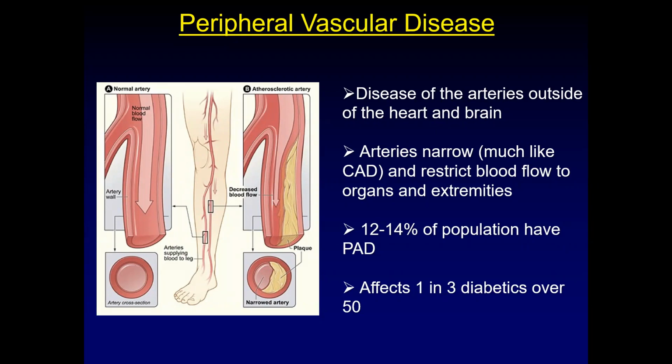So arteries narrow. This occurs in about 12 to 15% of the population. They narrow and you get this pain. We call the pain claudication pain. I don't know why they call it that, but that's what it's called.